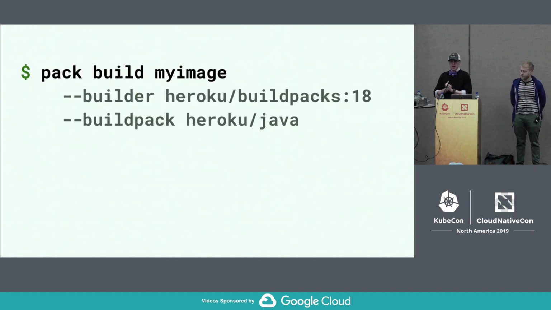So you can use the Heroku Java build pack by running pack build with the Heroku Buildpacks builder, just passing that --builder option. If you have a Java repository that you're running against, it should detect that and run the Java build pack. But if you want to be explicit, you can also pass the --buildpack flag.